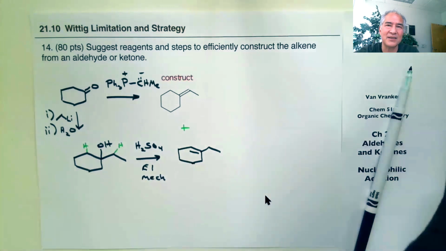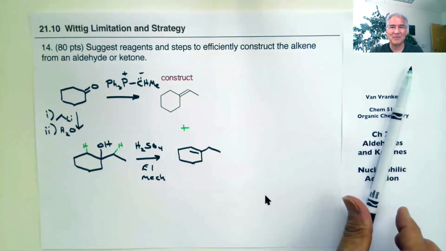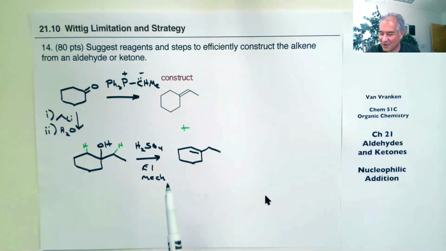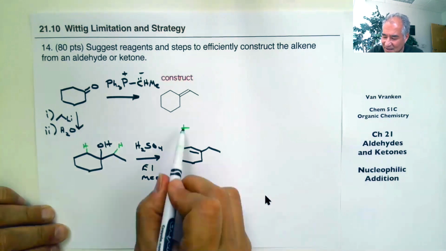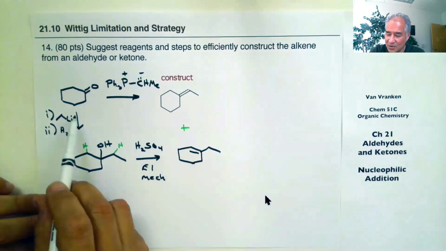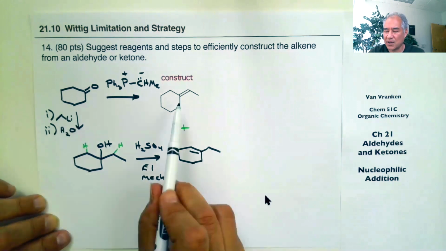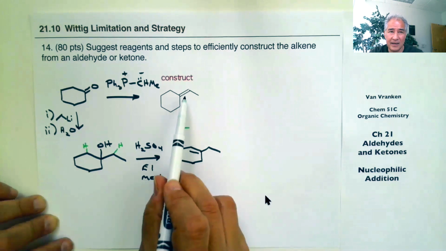And nobody wants that. These aren't just geometric isomers. These are constitutional isomers where they don't even have the same chemical structure. It's not a stereochemical difference. The best you can say is they have the same molecular formula, and that's not what you want. So you couldn't use alkyllithium addition and dehydration to efficiently generate just this alkene.